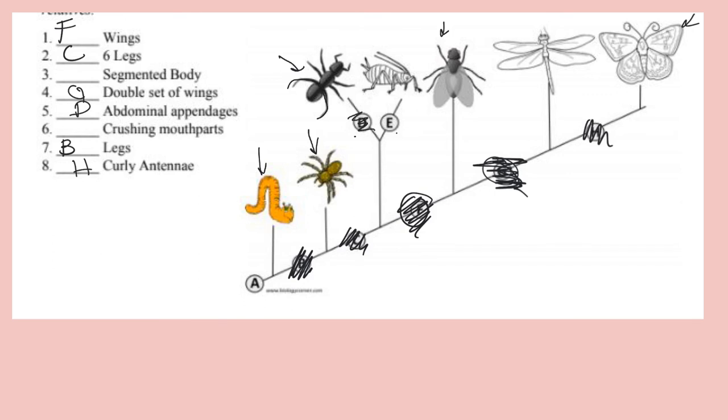Perfect. And now I notice that we have segmented body or crushing mouth parts. And I'm either looking at E or A. Well, I know that worms are segmented, and that is a cute little picture of a worm. So I'm going to say A is this one, and E is this crushing mouthpiece. We can kind of see those crushing mouthpieces there. Awesome. Hopefully that made some sense.